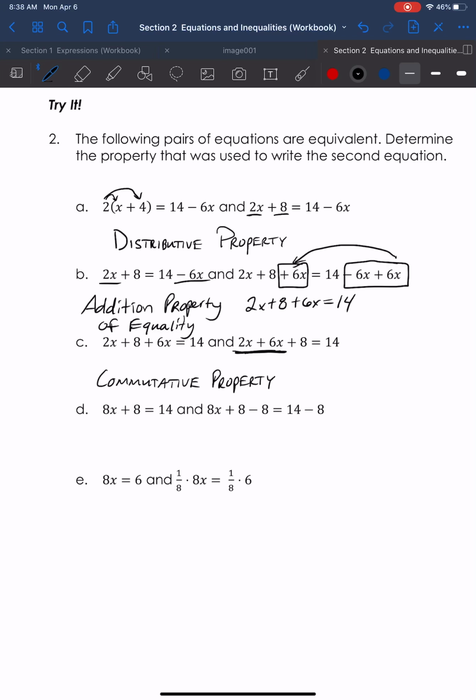All right, and then we move on to D. All right, for D, you're going to notice that they want to move this 8 to the other side. All right, and what did they do? They subtracted 8 from both sides, and that is called the subtraction property of equality.